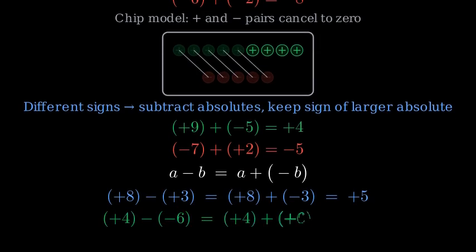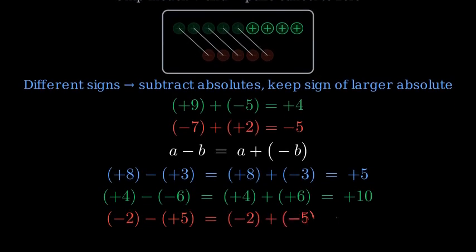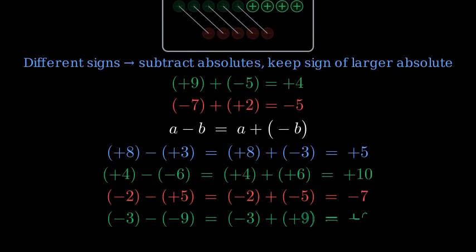Here are 3 more quick examples. +4 minus -6 is the same as +4 plus +6, which equals +10. -2 minus +5 is the same as -2 plus -5, which equals -7. -3 minus -9 is the same as -3 plus +9, which equals +6.